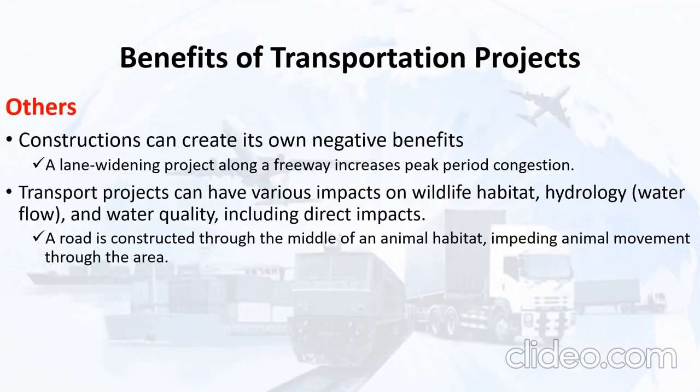And lastly is other benefits. For example, construction can create its own negative benefits. For example, here a lane widening project along a freeway increases peak period congestion. And another example, a transport project can have various impacts on wildlife habitats, hydrology, water flow, and water quality, including direct impacts. A road is constructed through the middle of an animal habitat, impeding animal movement through the area.